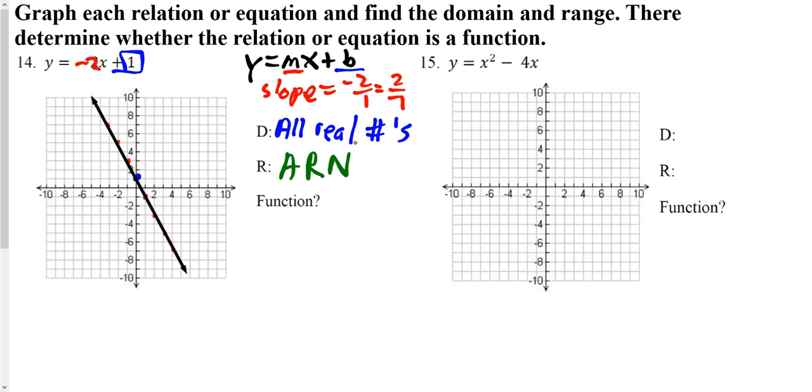To decide if it's a function, especially if you're looking at a graph, remember you take a vertical line. I take a vertical line here. Will a vertical line cross my graph ever more than once? And no matter where I put it, it crosses it at most once. So that means, yes, it is a function.